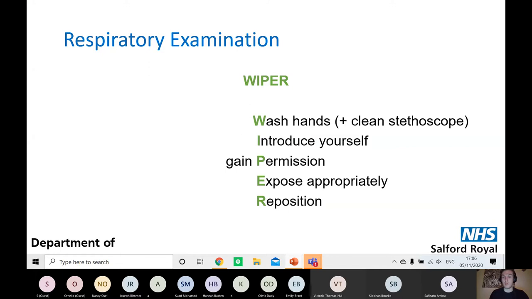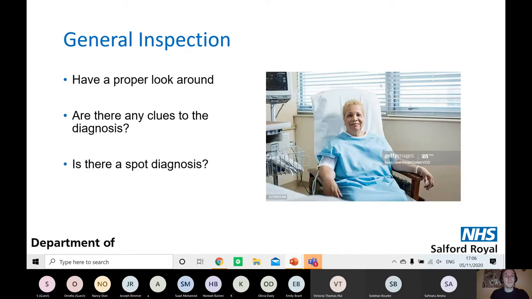So for the respiratory exam, if you've got a real person in front of you, keep them covered for as long as you can, but say to them, at some point, I'm going to need you to move your top so that I can get a clear view of the chest. Sit them at 45 degrees. That's the position that you want them in for the respiratory exam, and then move on to examining. So have a proper look around, as we've said.